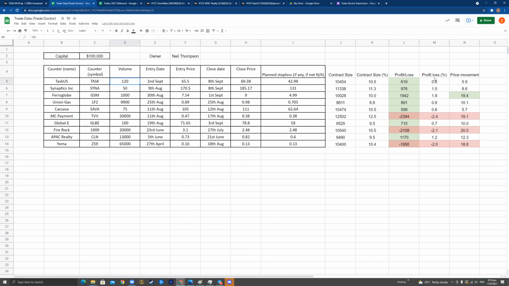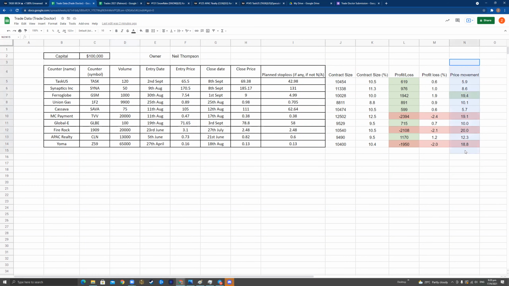The next is profit loss percentage. It is as a percentage of his portfolio. So meaning if he got $619 profit, how much of this profit is it in percentage compared to $100,000? So we have 0.6, 1.0, 1.9, then we have 2.4, 2.1, 1.2. So it helps us to see how much he is losing or gaining with regards to his total capital.